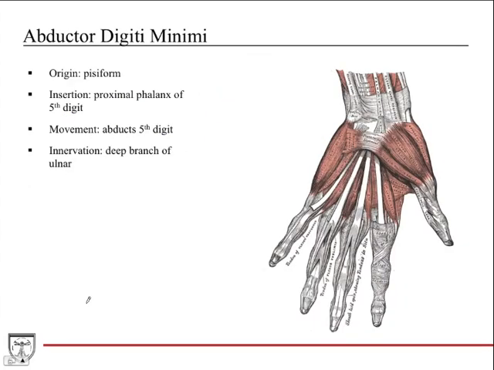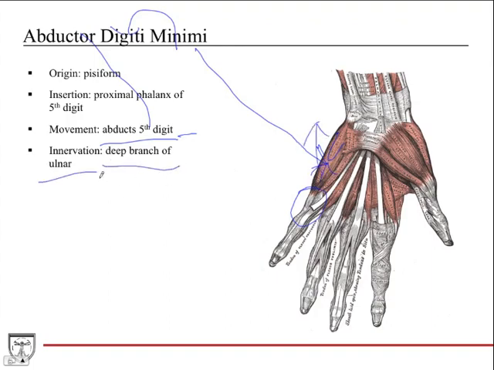So, abductor digiti minimi, you can see that is right here. So it's right here on the outside. And again, it's from the pisiform to the proximal phalanx of the 5th digit. You can see that nice insertion right here. It abducts, again, it's in the name, digiti minimi, meaning the small finger. So that's what that means. And so when this muscle contracts, it shortens. It's going to pull the 5th digit out this way. Deep branch of the ulnar nerve is the innervation.